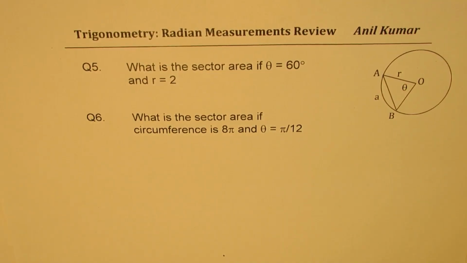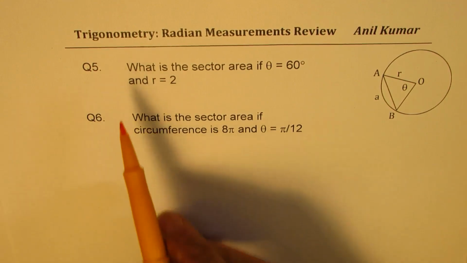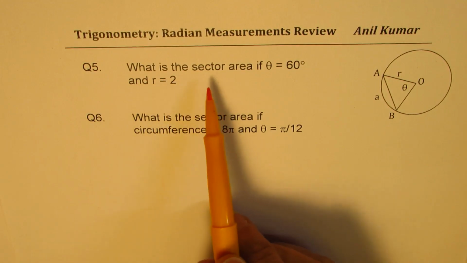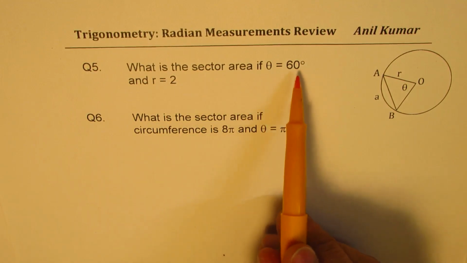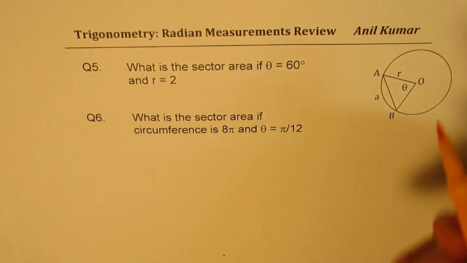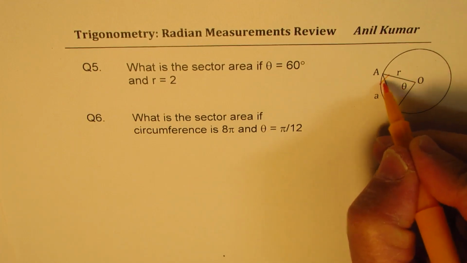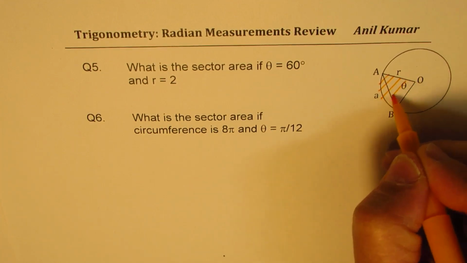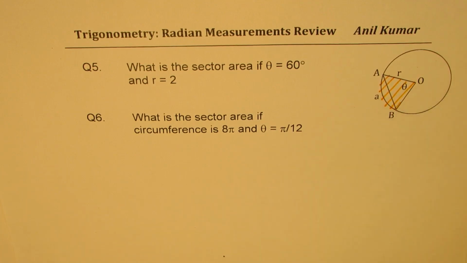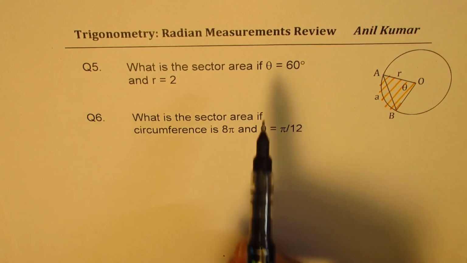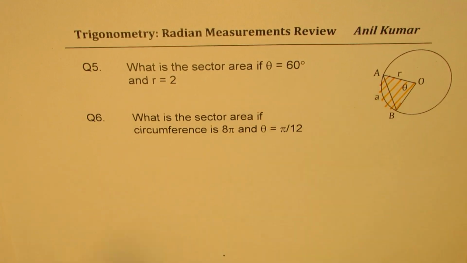Now let's get back to our classroom setting and answer question number 5, 6 and 7. So I'll take up question number 5 and 6 on this page and then we'll continue with question number 7. Question 5. What is the sector area if theta equals 60 degrees and r equals 2? So as you know, sector is this area. We are given radius as 2 and the angle theta as 60 degrees.